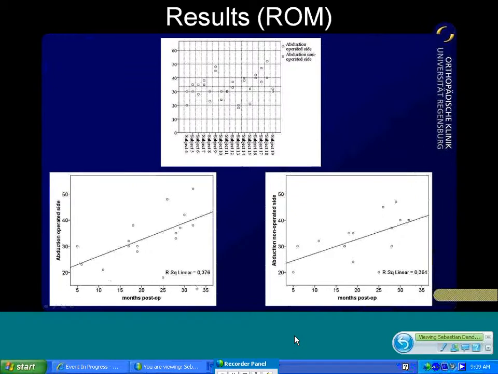Of more interest are the two charts on the bottom, where you can see on the x-axis the months when the gait analysis was conducted, and on the y-axis the abduction angle on the lower left side of the operated side and on the lower right-hand side of the not operated side. We combined the range of motion with scores, subscores.